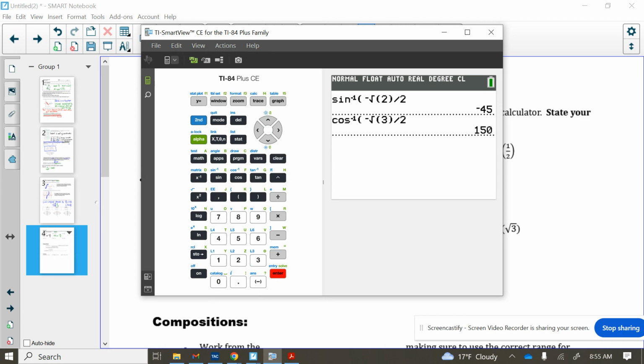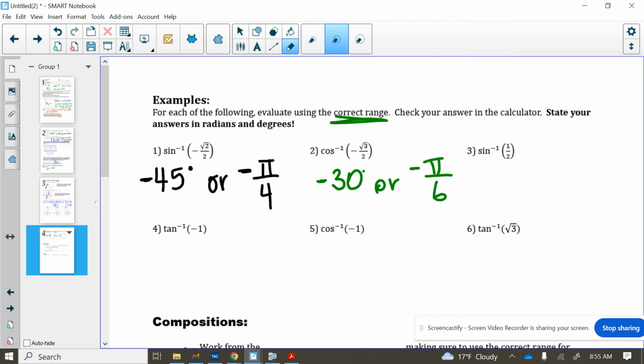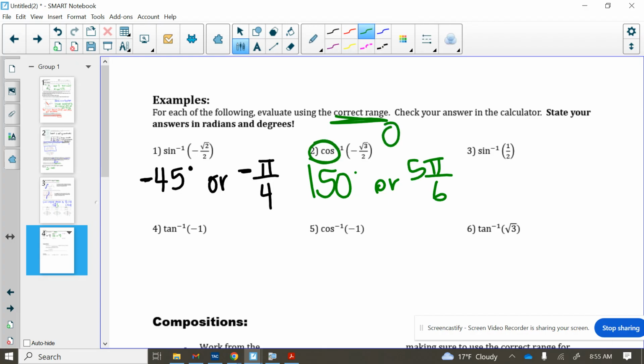And again, if we check this out in the calculator, negative square root of 3 over 2, that inverse, for cosine, excuse me, not sine, is at 150. Because again, we need a quadrant 2 or 4. So sorry, 5 pi over 6. Because again, cosine, my bad, is in quadrants 1 or 2 if it's negative here. So 150 degrees or 5 pi over 6 on that one.